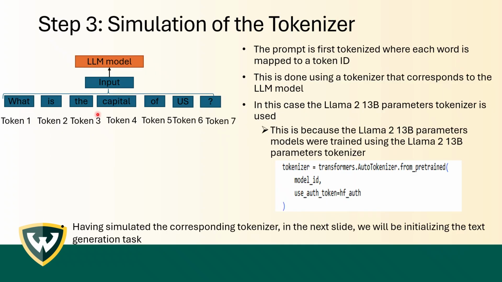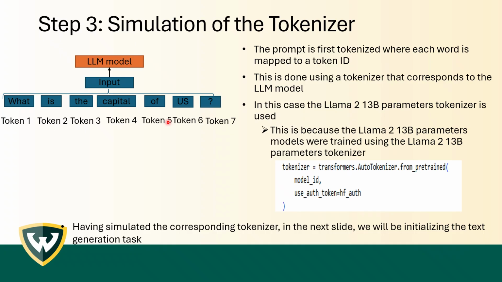Before showing how to simulate a corresponding tokenizer, we need to define first tokenization. So the prompt is considered as an input to the LLM, and the prompt here is, for example, a question that is asking what is the capital of US. The prompt is first tokenized, where each word is mapped to a token ID. So for example, in this case, what is the first token, is is the second token, the is the third token, etc. The tokenization is done using a tokenizer that corresponds to the LLM model.